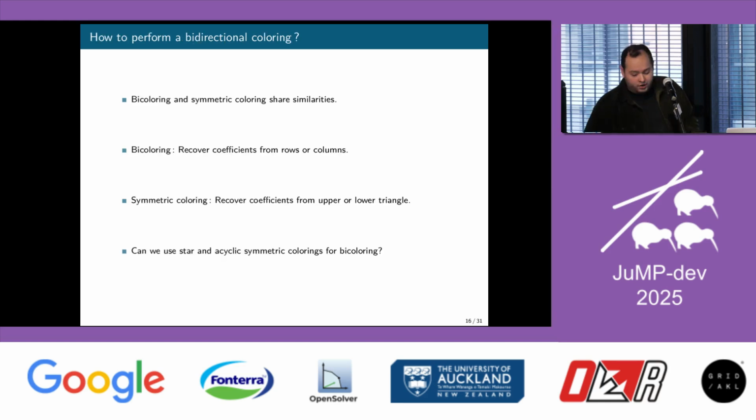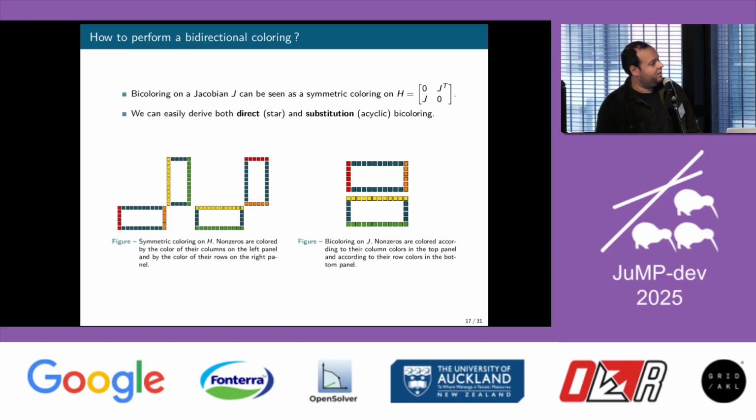So now the question is, how can we compute efficiently this bicoloring? And at the end, we can see some similarities between this bicoloring and the symmetric coloring. The first one is, in the case of bicoloring, we recover the non-zeros from the columns or from the rows. And in a symmetric coloring, we recover it from the lower or the upper triangular part. So can we find a way to make them both match? And the answer is yes, if we use an augmented structure like this.